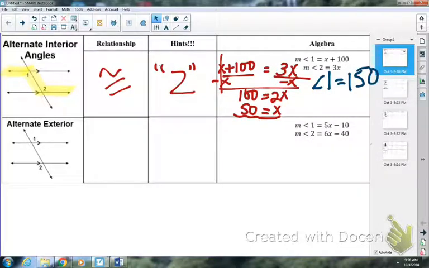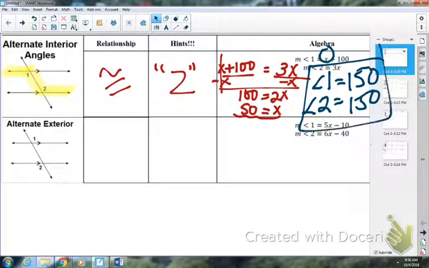All I'm doing is plugging it back in for x here. I'm plugging in the 50. So 50 plus 100 is 150. If I just plug it in to check my math here, what's 3 times 50? 150. And were they supposed to be equal? Yep, so I did it correctly. That's one way to check if you're on the right track. If one of them was 150 and the other one was 100, something's wrong, because they're supposed to be equal to each other.